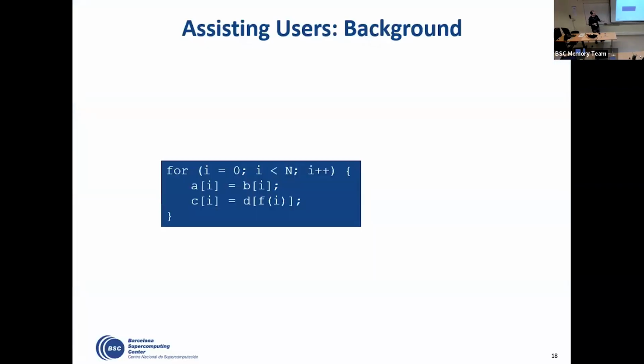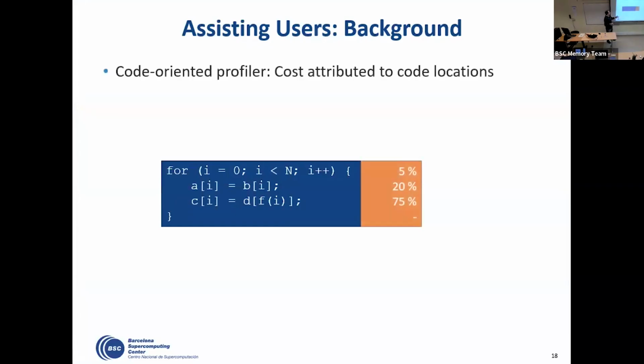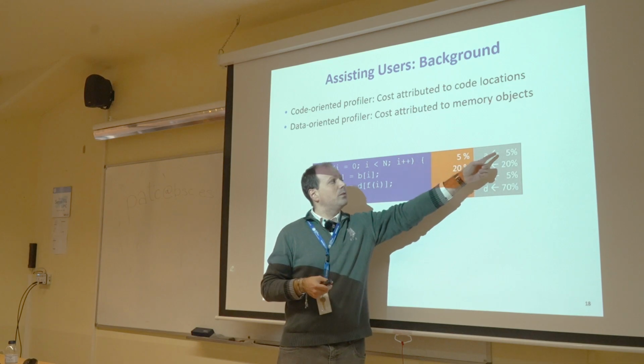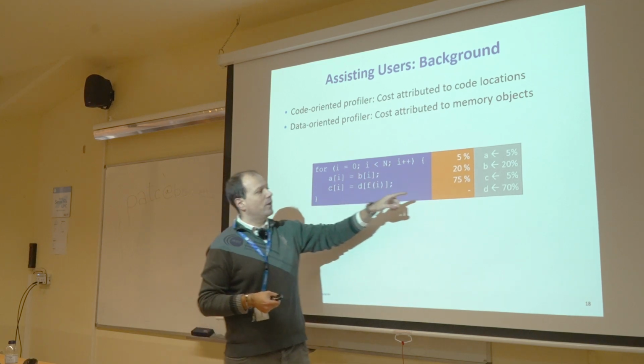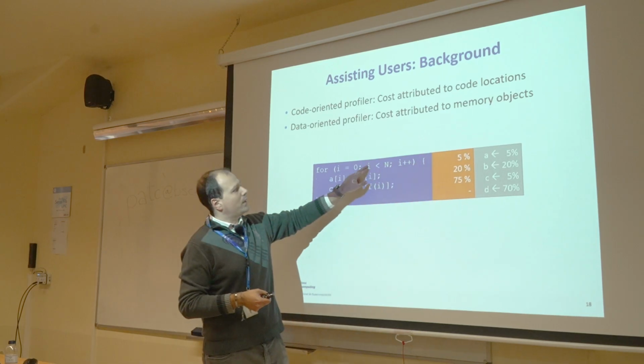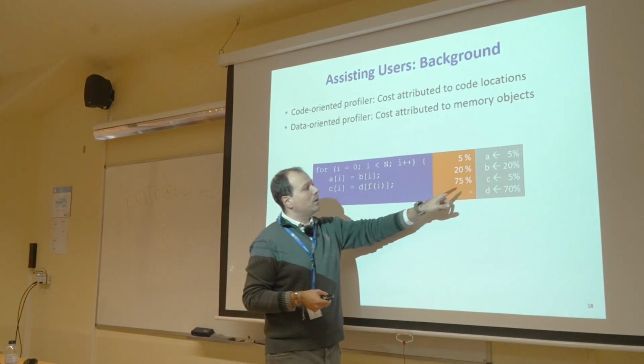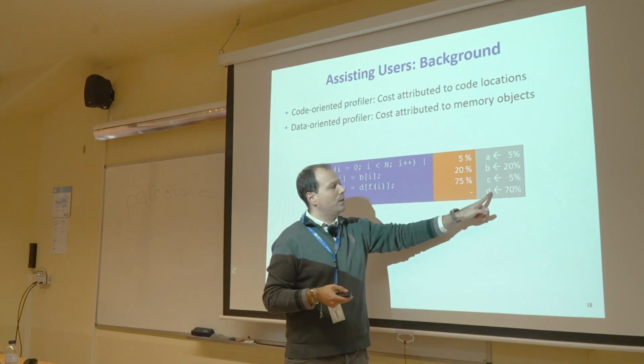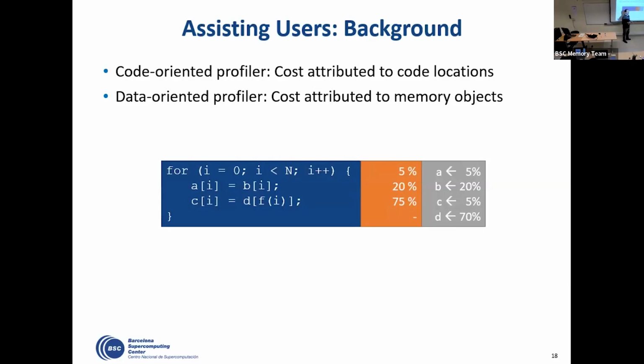So, a little bit of a starting point. When you do regular profiling of some code, usually you get some statistics, perhaps per line. This is a code-oriented profiler. But we can also do data-oriented profiling, in which our profiling metrics, whatever they are, are attached to the different variables and data that we have. So, for example, we could interpret this as spending 5% of our time here, 20% here, 75% there, or maybe we can see that 70% of the time we're spending on accessing this variable D, which is our vector or matrix. Okay, so we will leverage this concept.